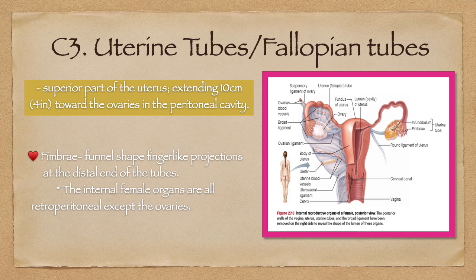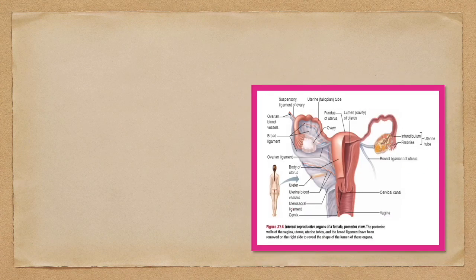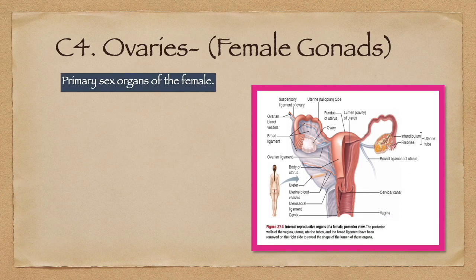Unlike the male duct system, there is no actual contact between the female gonad and the initial part of the female duct system, the uterine tube. The internal female organs are all retroperitoneal except for the ovaries. We have the ovaries. We discussed that earlier in the first part of our lecture. Again, it's our primary sex organ. It has the ova, estrogen, and the progesterone.